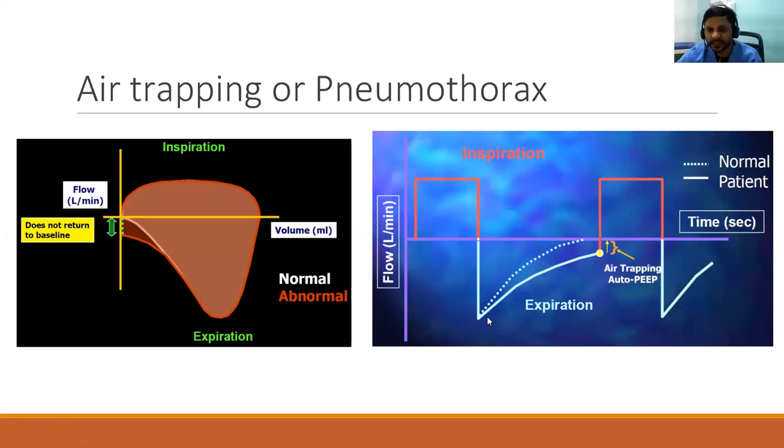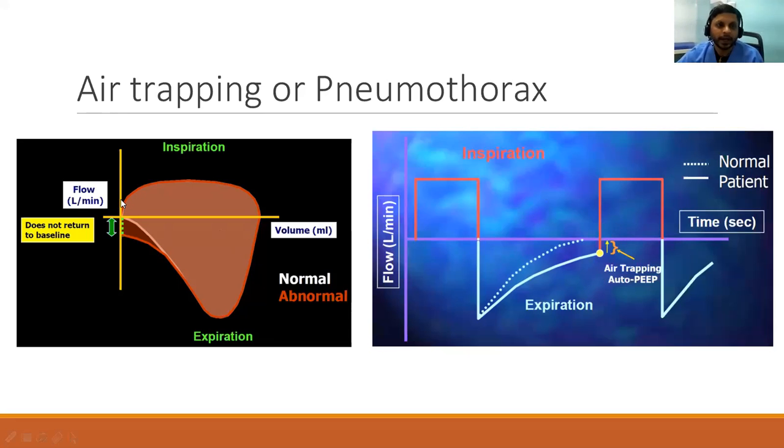So whenever you see in the flow scalar that the expiratory limb, which normally should touch the baseline, is not touching the baseline, and the inspiration is taking over from there, then this is called air trapping or auto-PEEP. If it is beginning to happen, then please look very closely for any chance of pneumothorax, or try to adjust the parameters so that it doesn't really cause trouble.